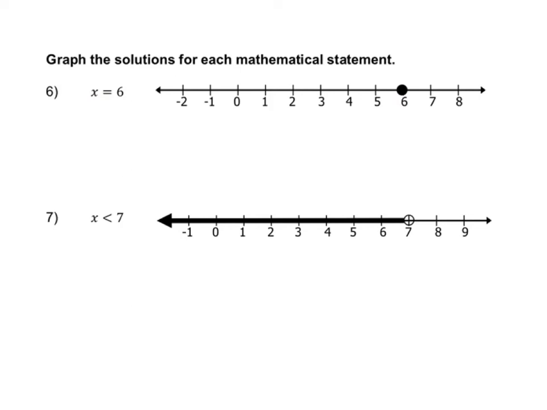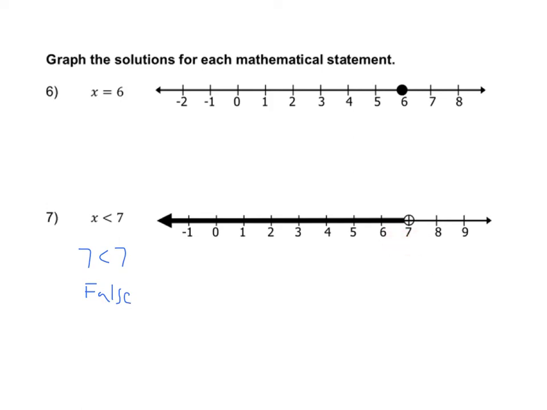Number 7, x is less than 7. Okay, so take a look at your graph, you should have 7 as a boundary value. 7 is not a solution, right? If I were to put 7 here, 7 is less than 7. No, that's false. So 7 is not a solution, right? And that's why we have an open circle here.